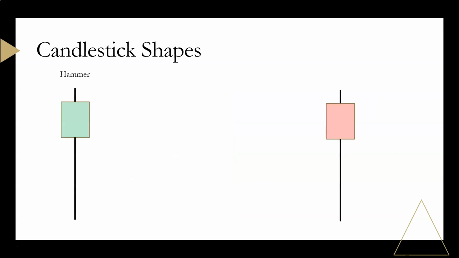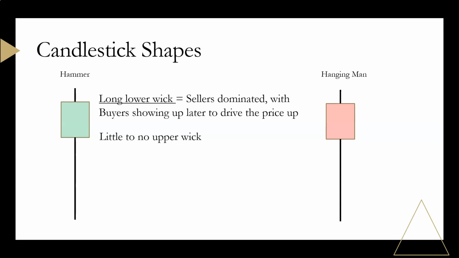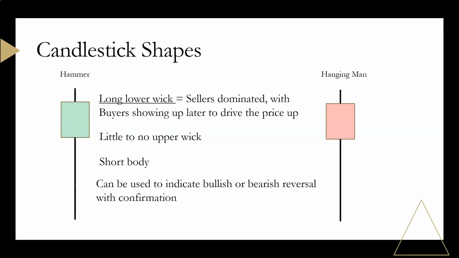You also have the hammer and the hanging man. Both have long lower wicks, little to no upper wick, short bodies, and are both used to indicate bullish or bearish reversals with confirmation. Confirmation being the rematch, if you will. Both are telling us the same story, that the sellers dominated the session almost in its entirety, but not before the bulls showed up and beat them right back up to the price where it was at the beginning of the session.